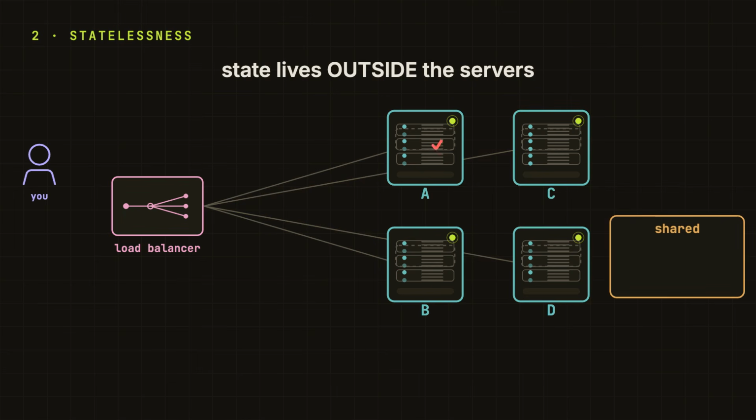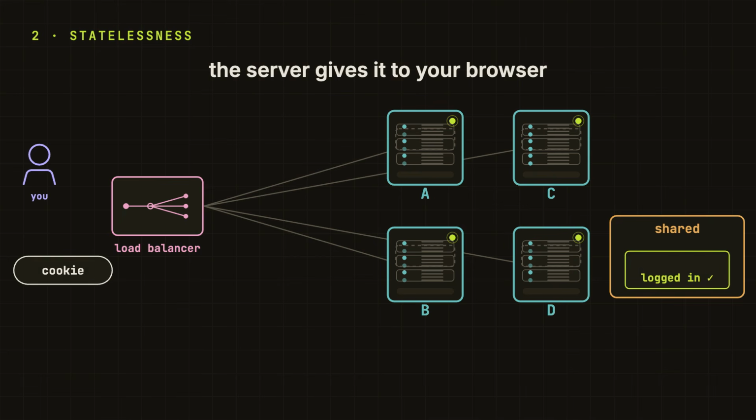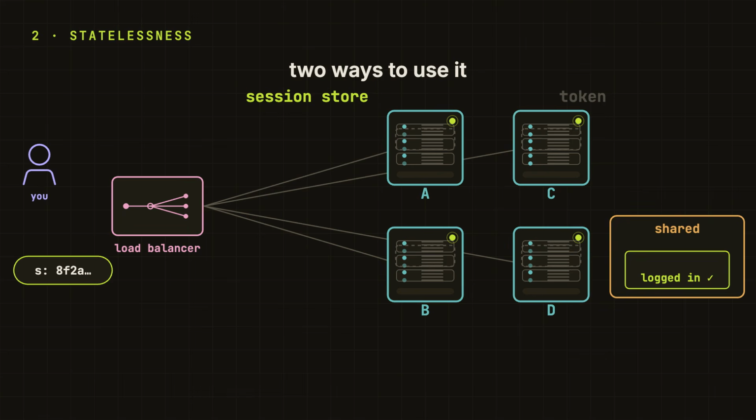So, the state, your login, your cart, must live somewhere shared, not inside one server. So, where does it live? It starts with a cookie. A cookie is just a small piece of data that the server gives your browser, and your browser automatically sends it back on every future request. So, the server can put a little identifier in a cookie, and now every request carries that identifier. And there are two main ways to use it.